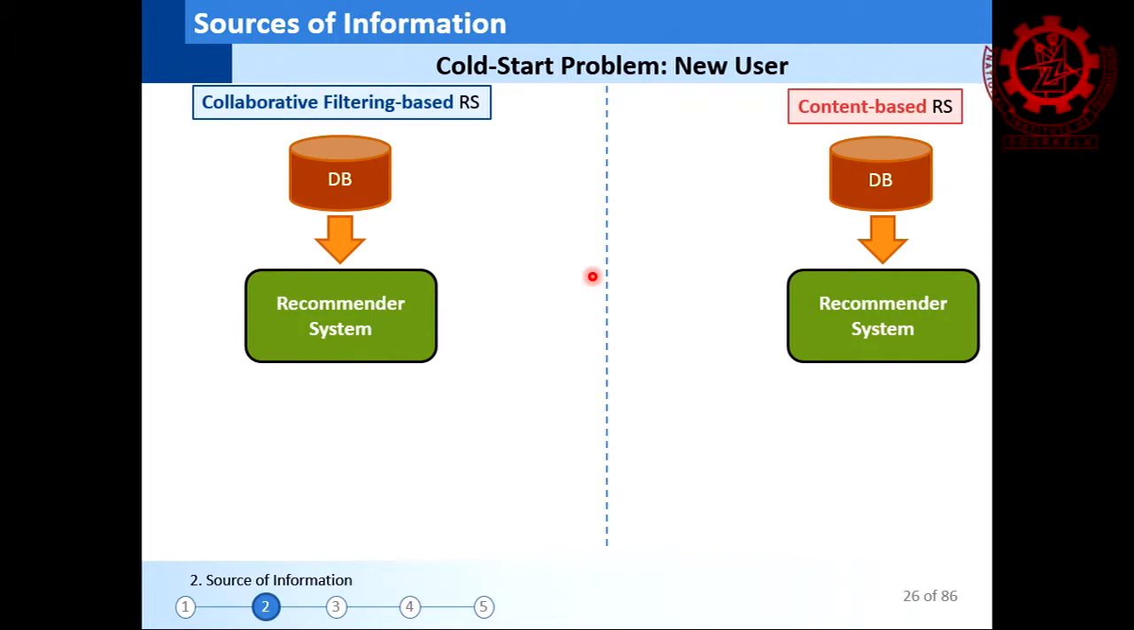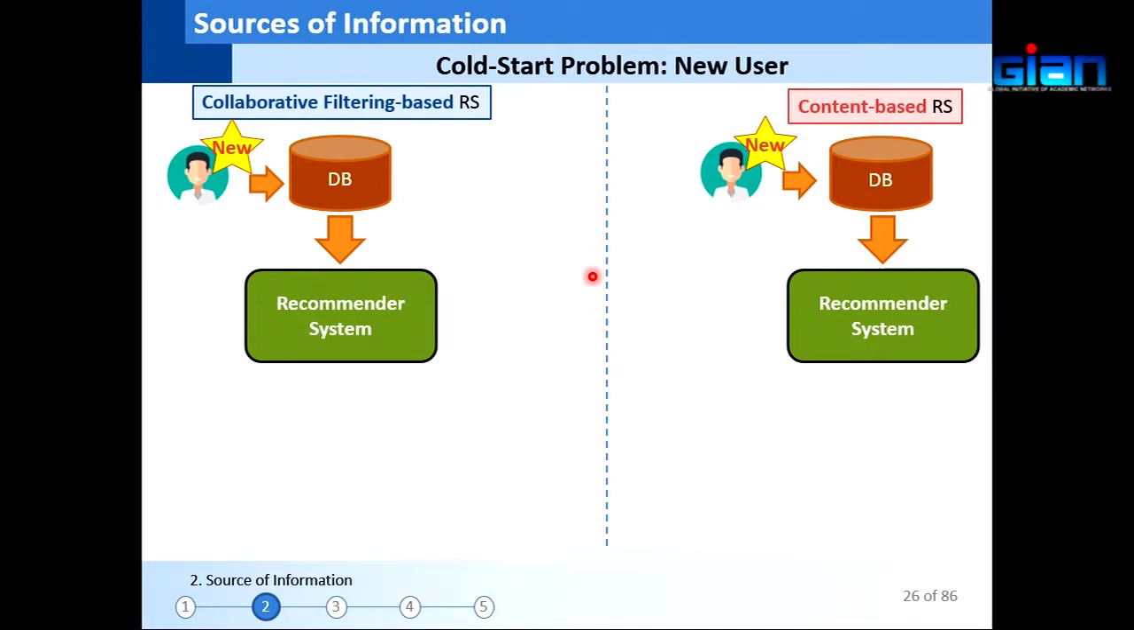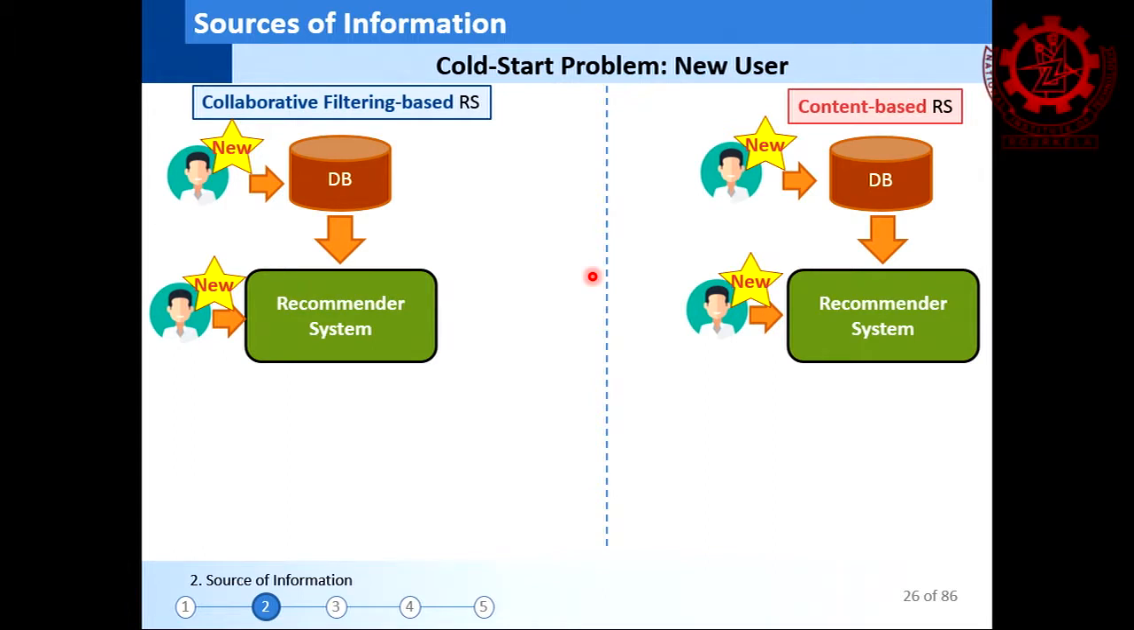Okay, we are now talking about the cold start problem, and we are going to speak about what happens if a new user registers in the system. So just imagine that we have a new user that is registering in the system, and we want to provide recommendations to this new user. So the problem is which kind of recommendation we can provide.